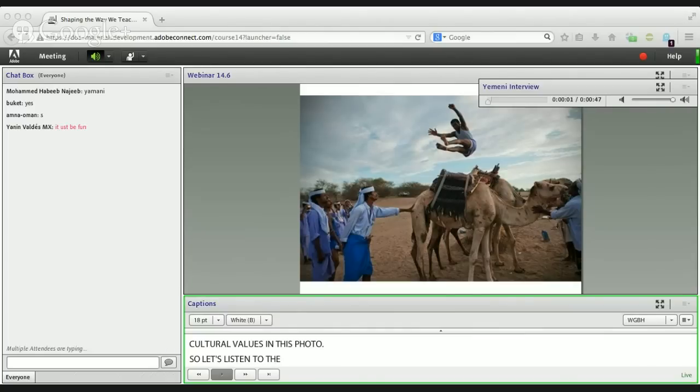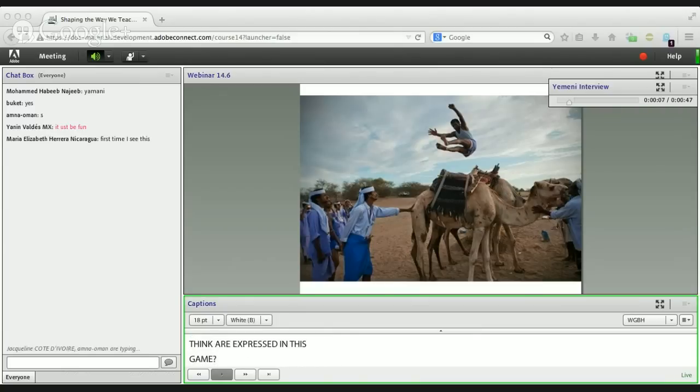What cultural values do you think are expressed in this game? Well, this game happens in certain areas inside Yemen, and it's only for one tribe, if I'm not mistaken. And these people live with camels in the desert, and the camel is like an essential element of their culture. It's men-dominated. You don't see women participating in this competition, probably because the men jump higher and they can show their underwear legs, which is considered not okay in that culture.